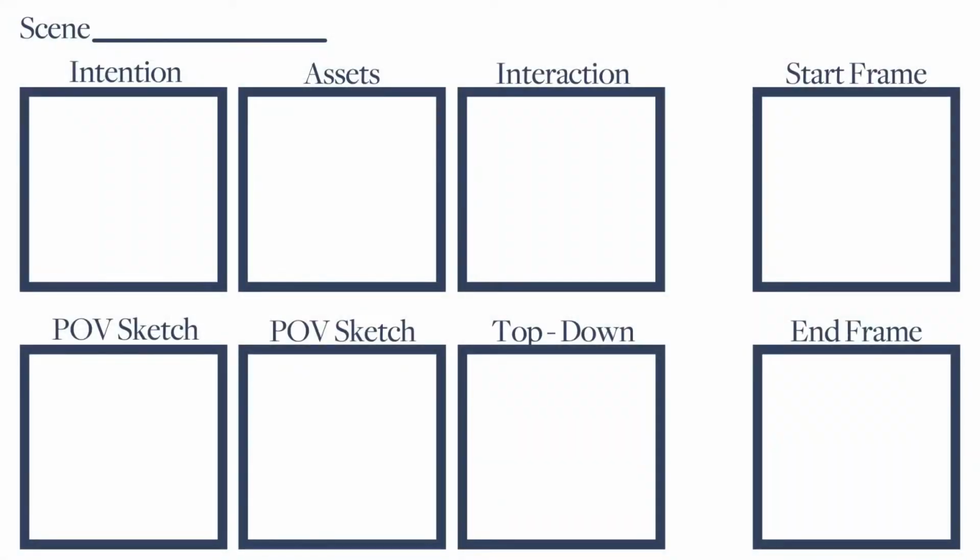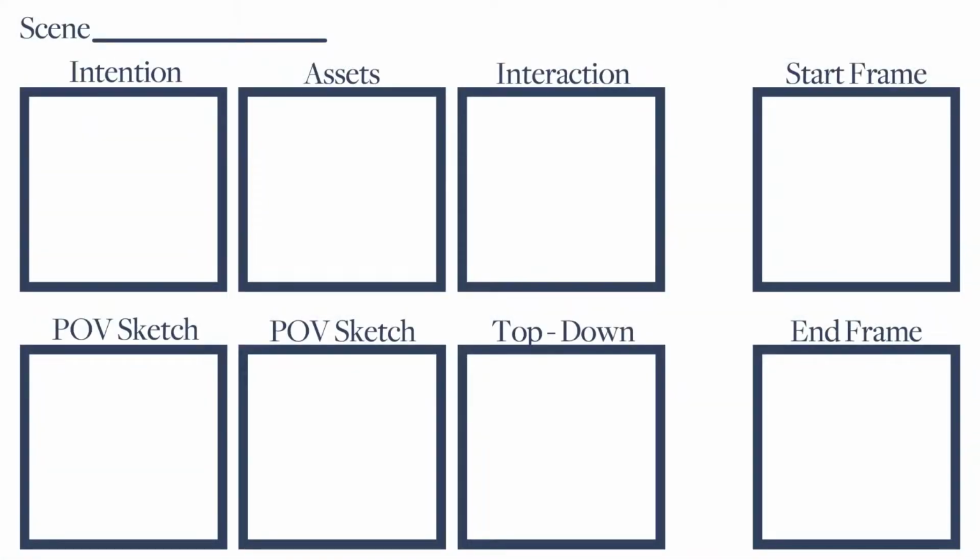The second box is the assets. That is where you will list out if you want videos, certain graphics, or 3D models within here. What assets are you going to need to build this specific scene? All right, then the third box is interaction.